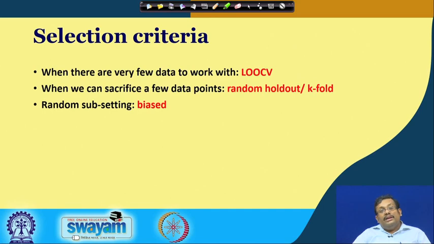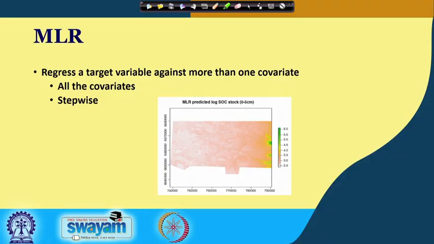When there are very few data to work with, obviously you will go with leave one out cross validation. When we can sacrifice a few data points, obviously we will go with the random holdout or k-fold. However, with random subsetting there is a chance of bias, because we do not know which samples will go to the test set and which to the training set. There could be a complete mismatch. So, these are the advantages and disadvantages of this method.